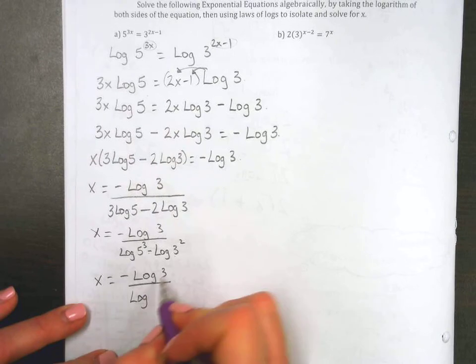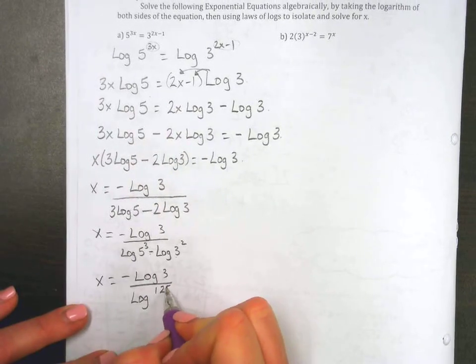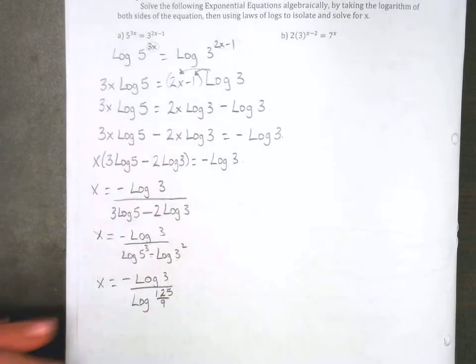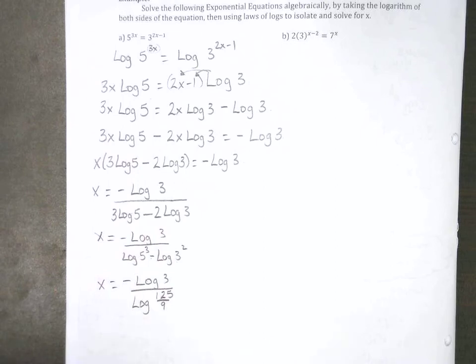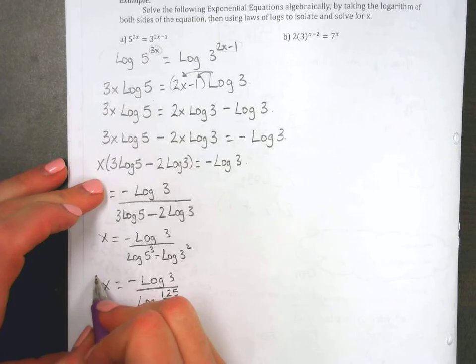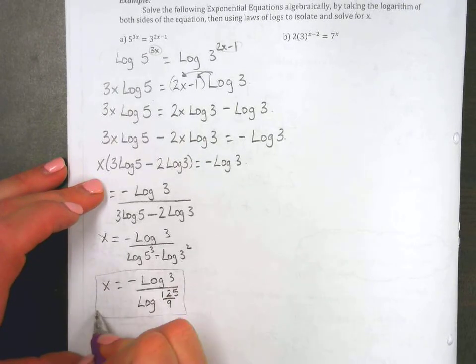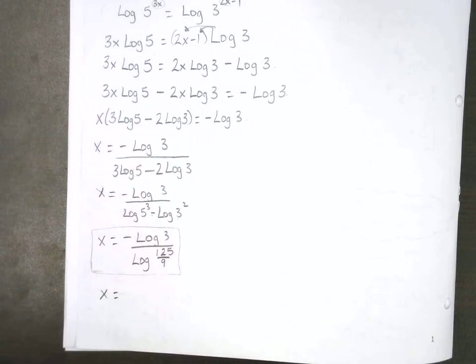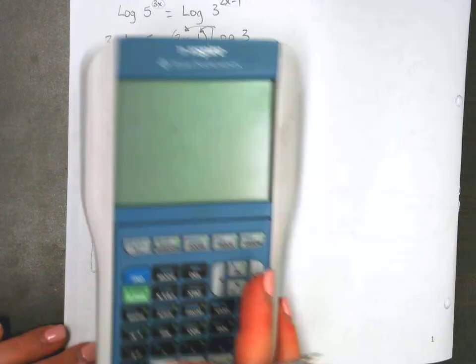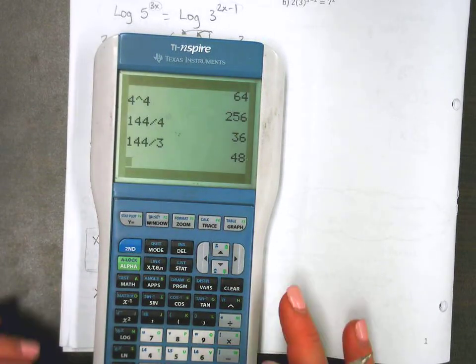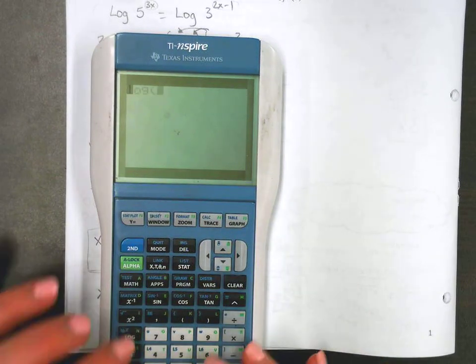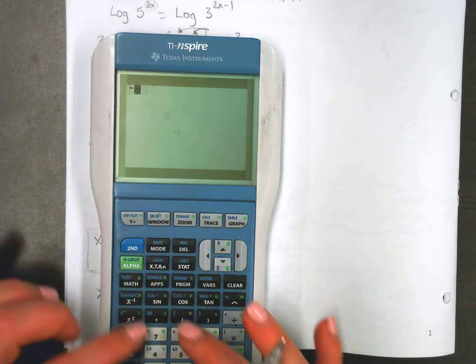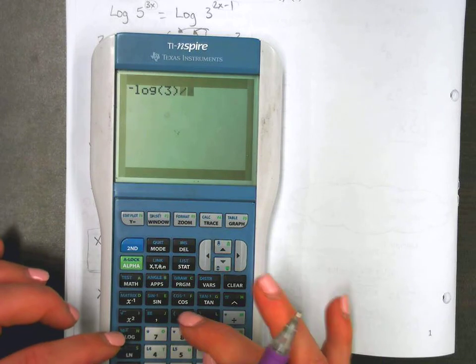And so this could be my final answer, or if it was asked to write your answer to the nearest 10th or 100th, on our calculators I would enter a negative log of 3 divided by a log of 125 divided by 9. And I get a value of negative 0.42 as my x value.